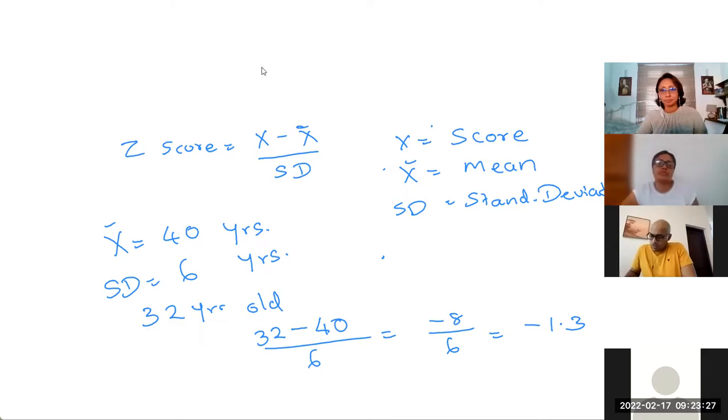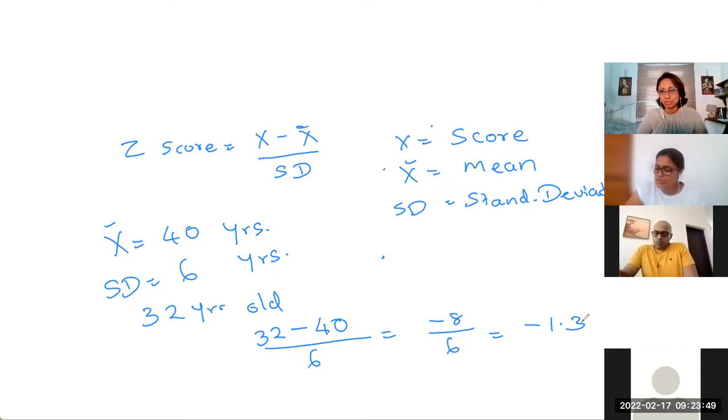8 divided by 6 is 1.33. Correct? 1.33? That's the answer that we are getting, right? So how do you say it? Is everybody agreed with 1.33?